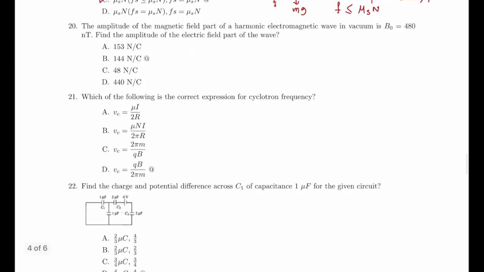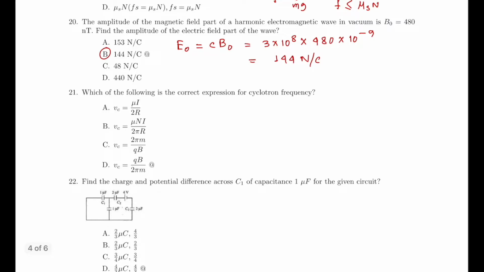The amplitude of the magnetic field part of a harmonic electromagnetic wave in vacuum is B0 equal to 480 nanotesla. Find the amplitude of the electric field part of the wave. So we know E0 is C into B0. So 3 into 10 to the power 8 into 480 nanotesla. So this is 144 Newton per coulomb. Option B.